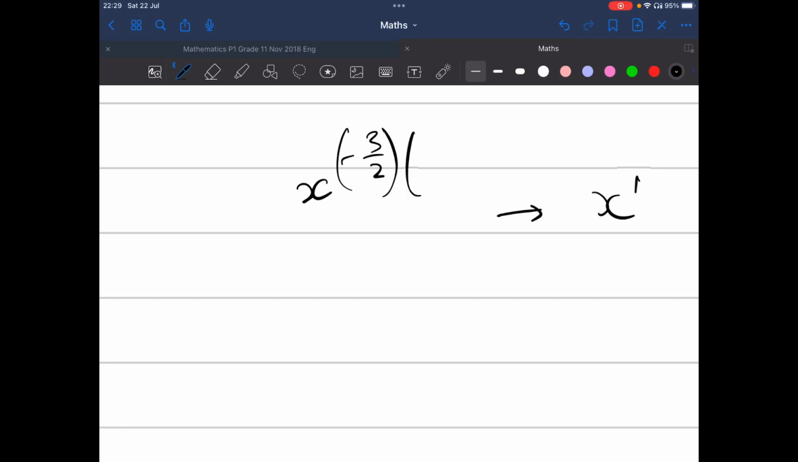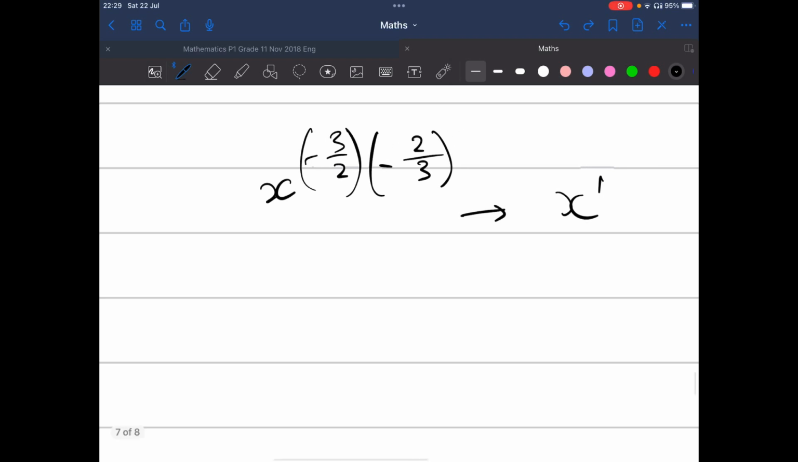So I'll multiply it by its reciprocal, which means that I take the denominator and make it the numerator, and I take the numerator and make it the denominator. Okay, and I keep whatever sign it has. So if it is minus, I keep it as minus. So let's see what that does. 3 times 2 is 6, 2 times 3 is 6. Okay, and a negative times a negative will leave it as positive. So I'll have 6 over 6, which is the same as x to the 1.